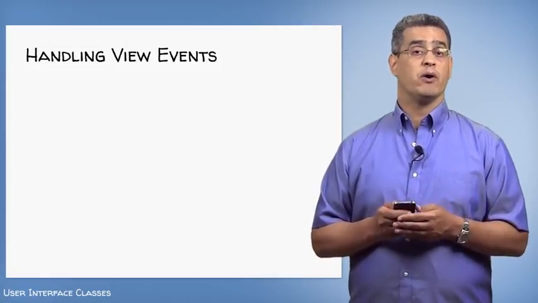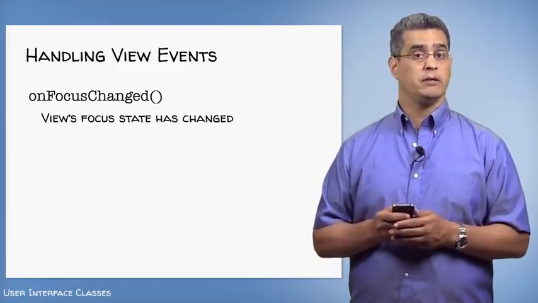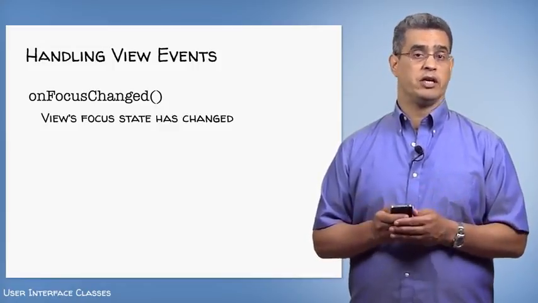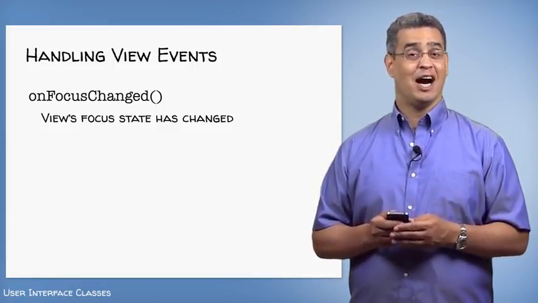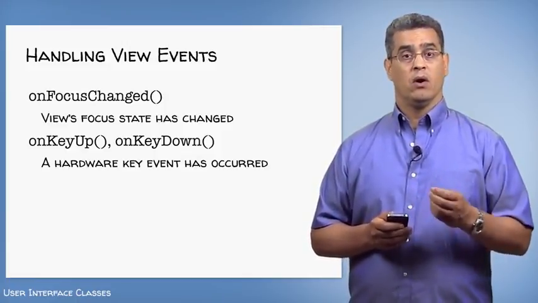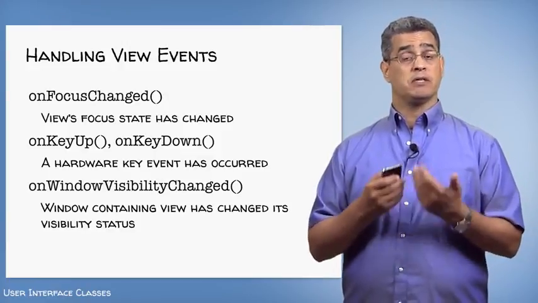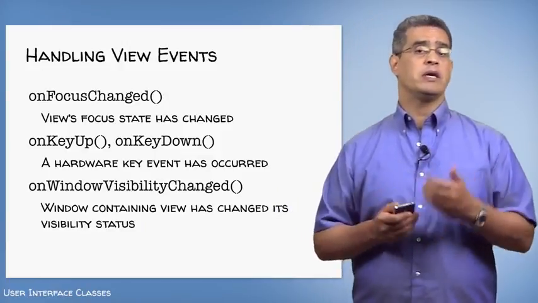Some other methods you might want to override in your custom views include onFocusChanged to handle when your view's focus state changes, onKeyUp or onKeyDown to handle hardware key events, or onWindowVisibilityChanged to handle a change in the visibility status of the window containing your view.